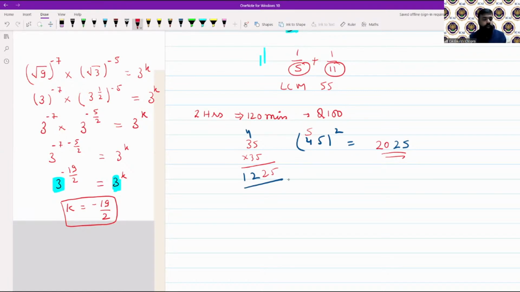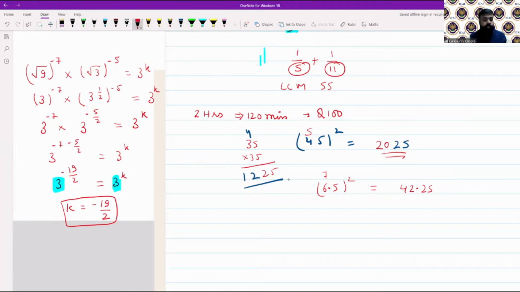Okay, 2025. Similarly, let's say if you have to calculate 6.5 square. So at last you can write 25 and then decimal. Now 6 multiplied with the next number, that is 7, it becomes 42. So 42.25 is your result.